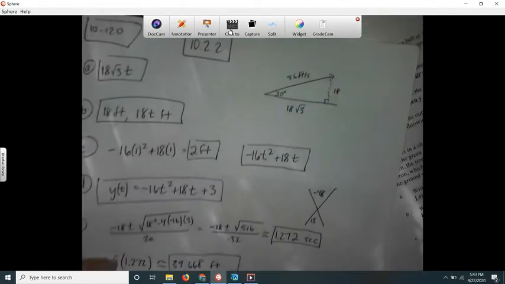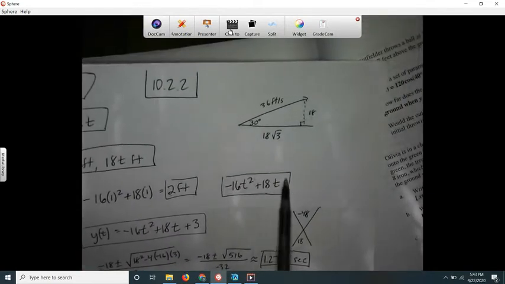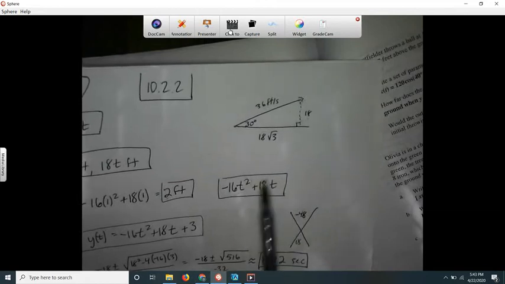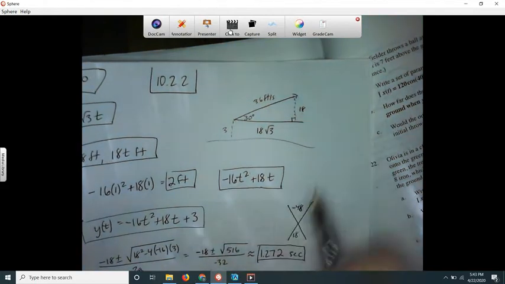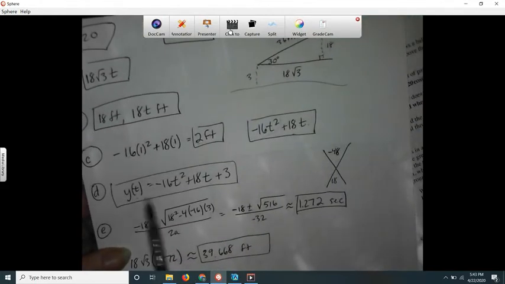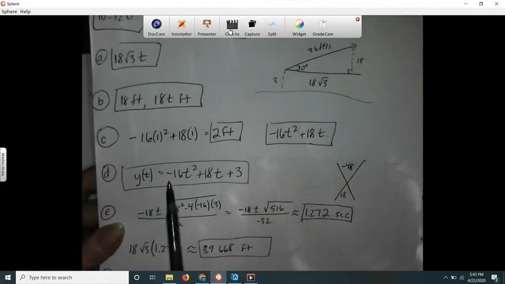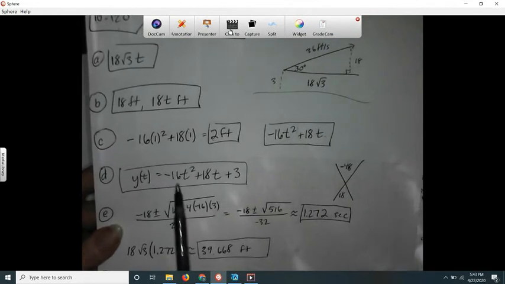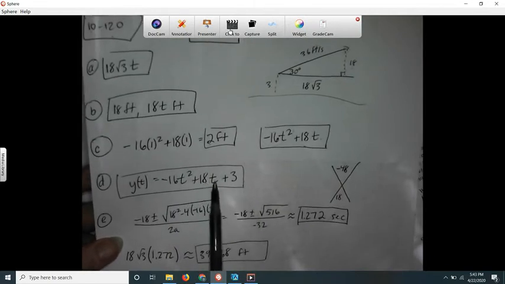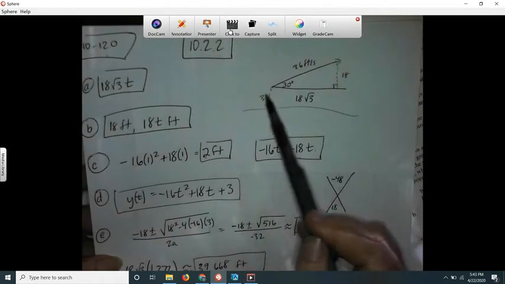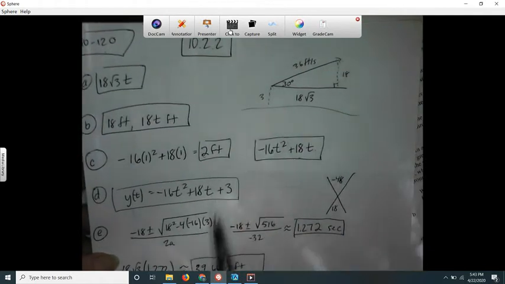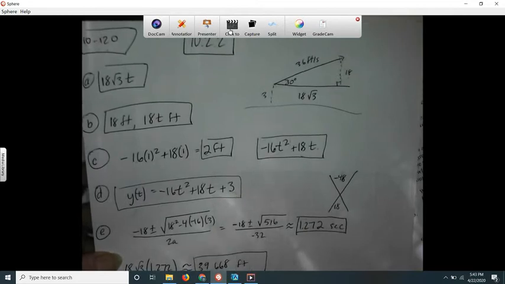And then letter D says, suppose Kevin leaves the ramp at a height of 3 feet. What is the vertical component of Kevin's motion? Well, now it's going to be exactly the same, except that he started 3 feet higher. So you can just add a 3 to it. So I wrote it out, y of t equals negative 16t squared, that's the influence of gravity, plus 18t, that has something to do with the shape of the ramp and some physical constraints that we have, and then 3, that's your initial height.